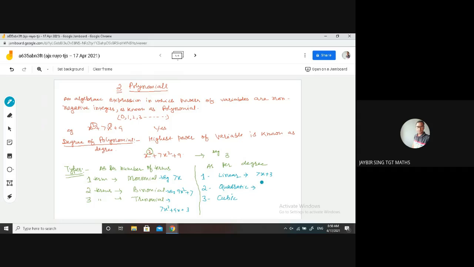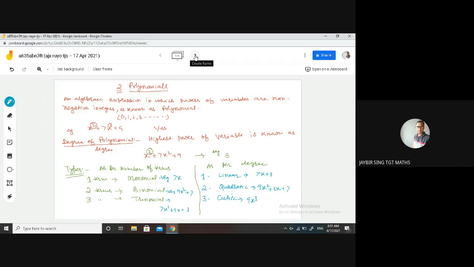Quadratic is 9x square plus 3x plus 7. It can have three terms, no problem. Now a cubic polynomial can have only one term, 9x cubed. So likewise, you can have so many examples for various types of polynomials.